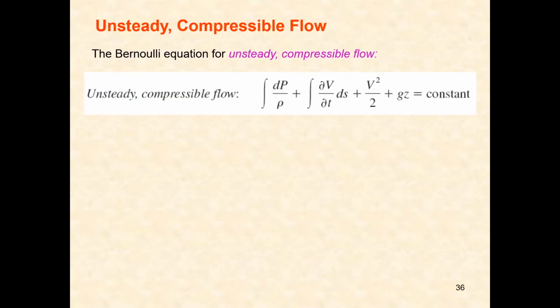This equation is for unsteady and compressible flow, but as we know, the Bernoulli equation can only be applied for steady and incompressible flow, so we can just skip this. It's not going to be used, and it's not actually valid either.